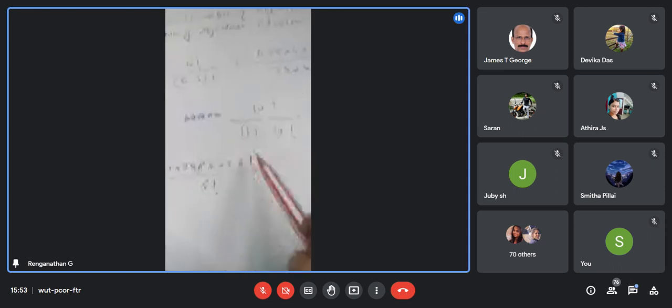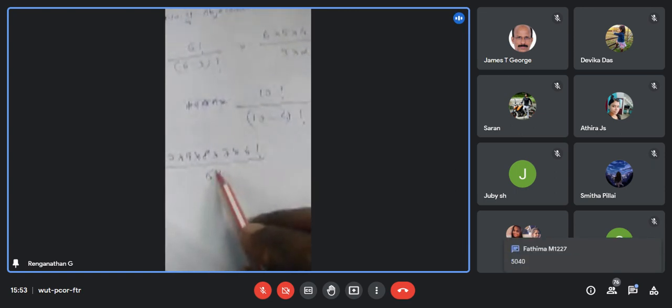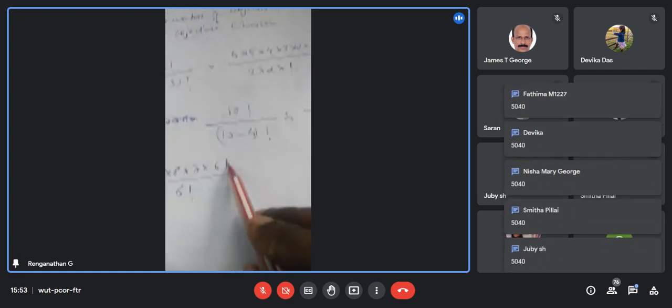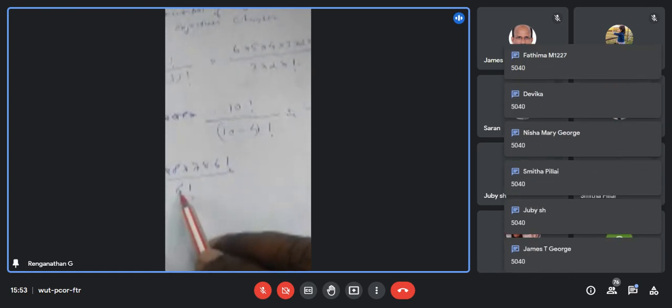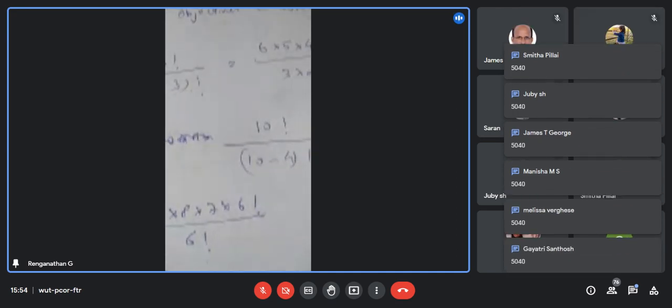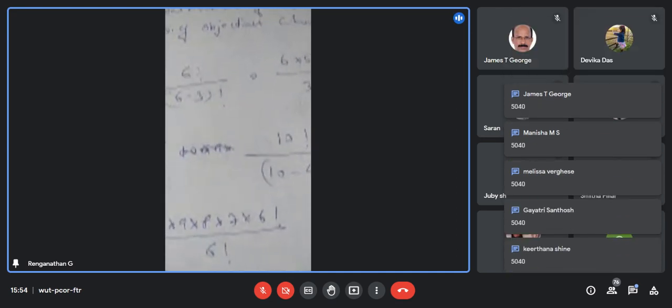So in the denominator it is 6 factorial, and in the numerator it is 10 into 9 into 8 into 7 into 6 factorial. We can strike out this 6 factorial as common. Okay, the answer is 5040.